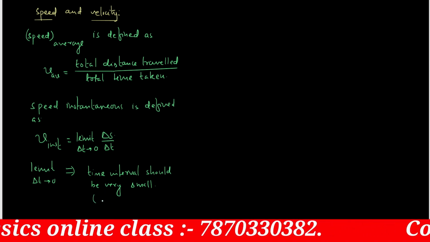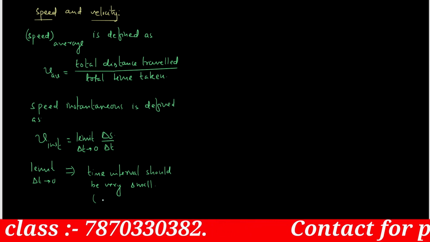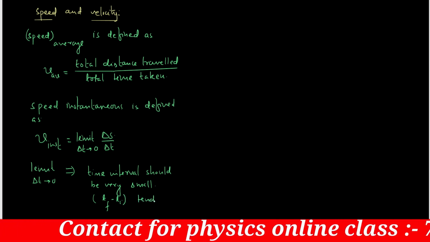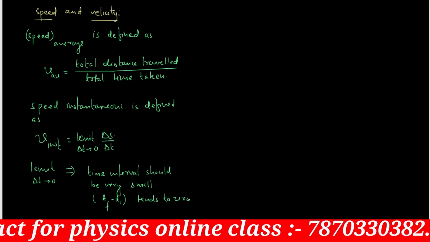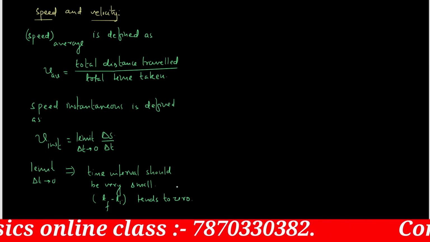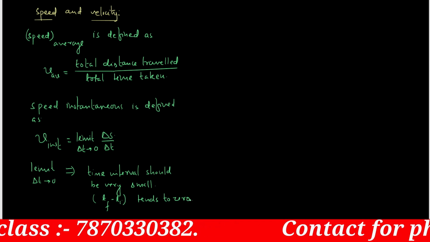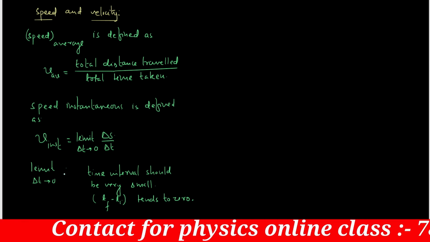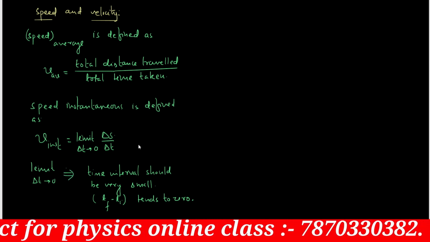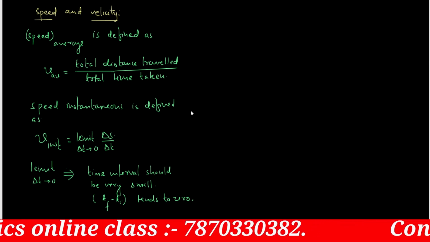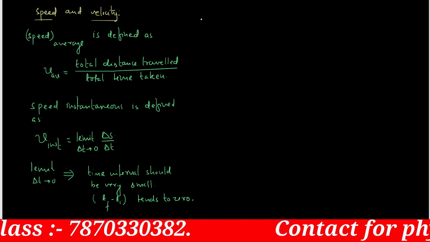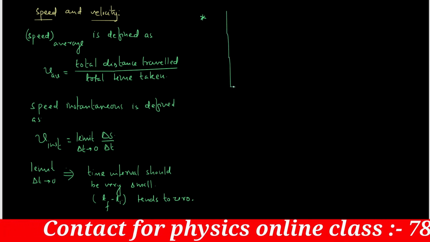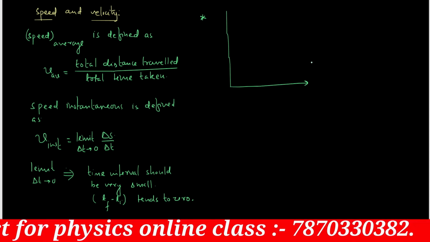I think this tends to 0. Delta t means t2 minus t1, or t final minus t initial, tends to 0. The time interval should be very small. Can you show me what the bottom one means? Like before it tends to zero. I don't know what that means. Yeah, I am describing it, just one minute. I mean, what variables are they? I can't make it out.